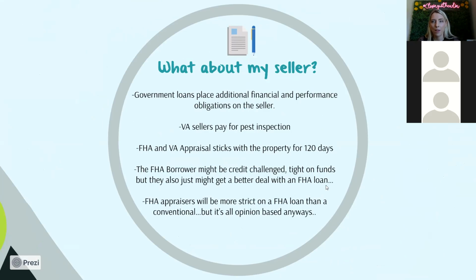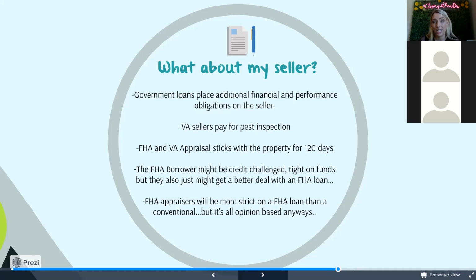And a little note about FHA. FHA does get a bad rep, but it might not be because they're credit challenged that they decide to use the FHA program. Some people just would rather have the lower interest rate and maybe they're going to pay off the loan sooner. Again, FHA, VA appraisers are going to be more strict than conventional, but it's all opinion based. So you just really never know what you're going to get. But if you have a property that's a little bit tricky and you might not get through inspections, or appraisal, you might want to think about going with a conventional loan.